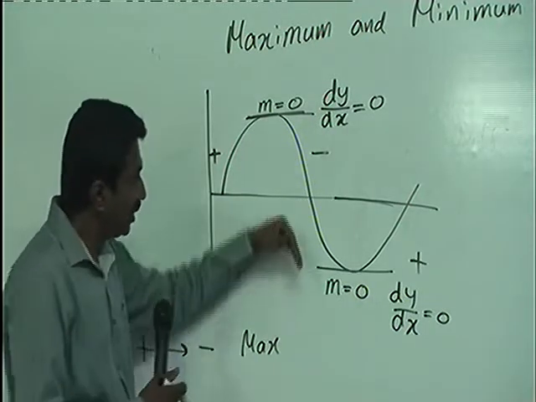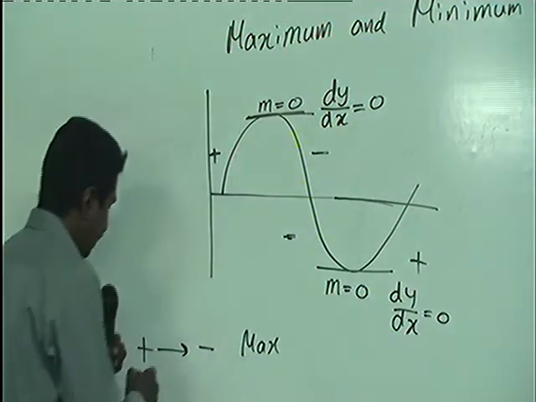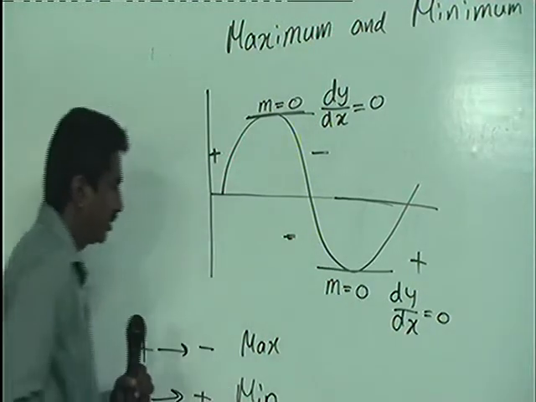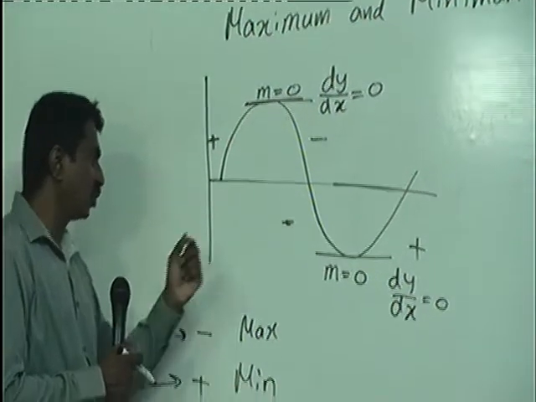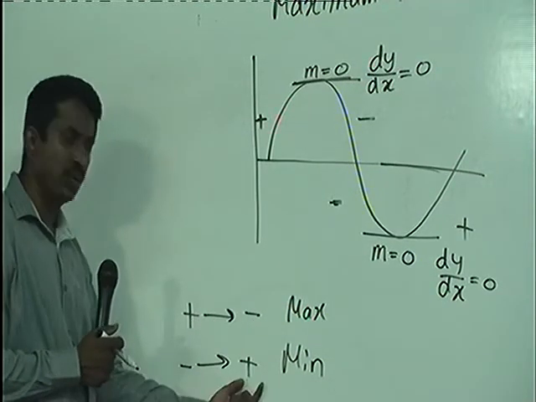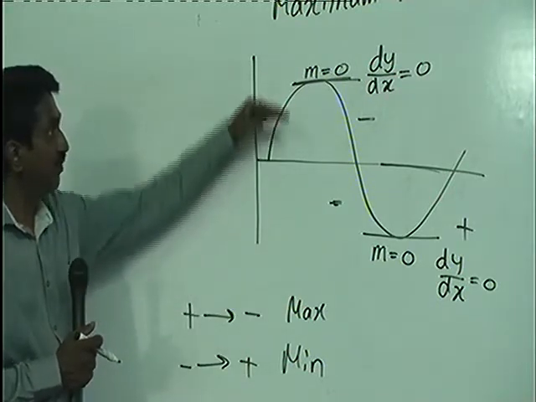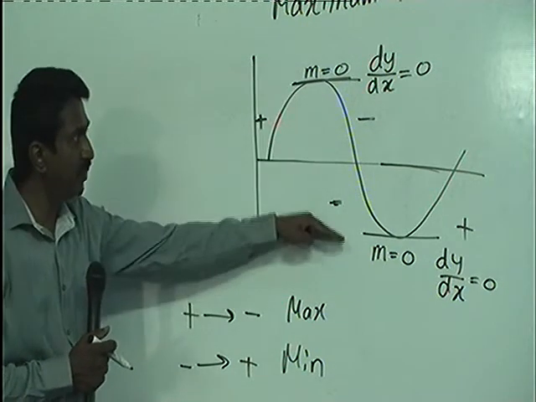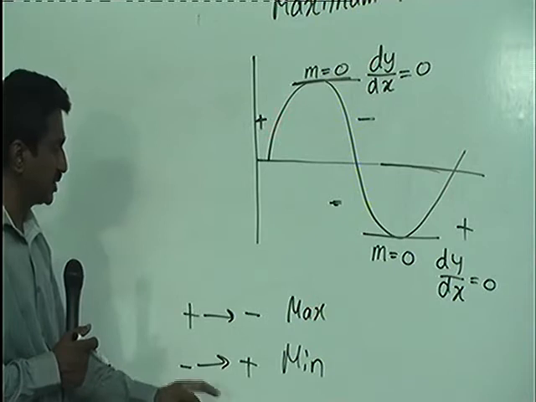Then what happens at the minimum point? Negative to positive. So when it goes through the minimum point, the gradient goes negative to positive; at the maximum, positive to negative. So in a graph we have these 2 points, maximum and minimum, and at those 2 points dy by dx equals 0. So could you please draw this graph and write this down?